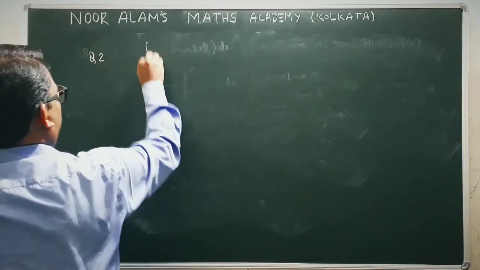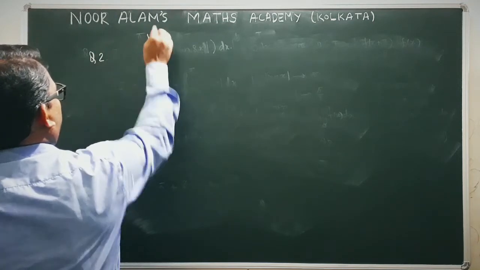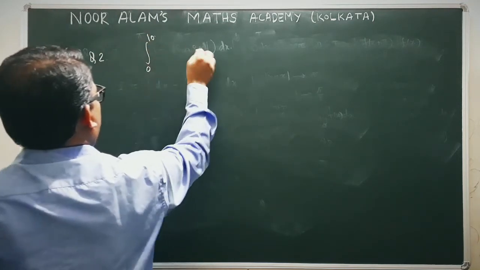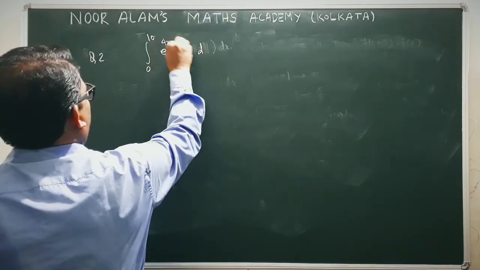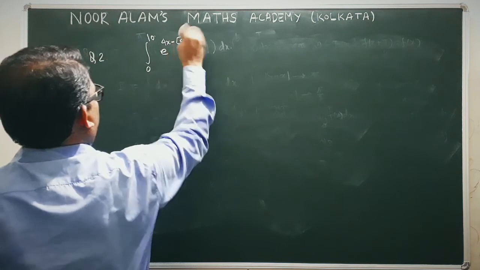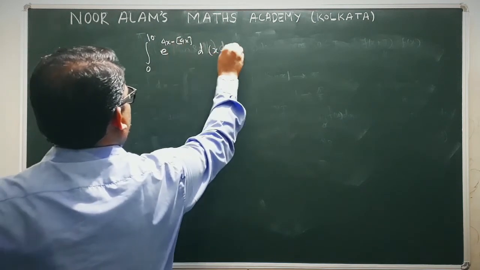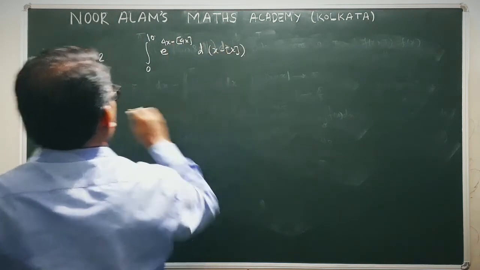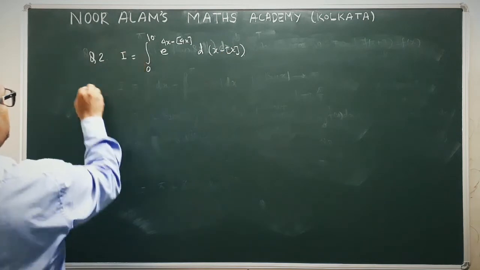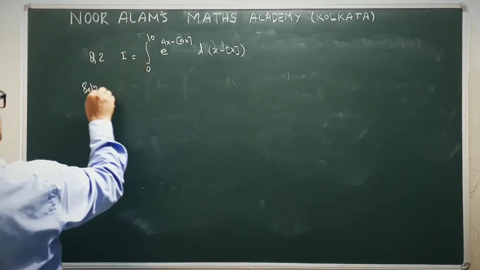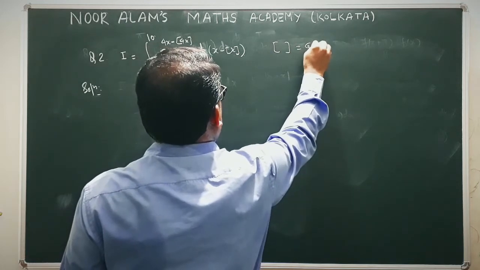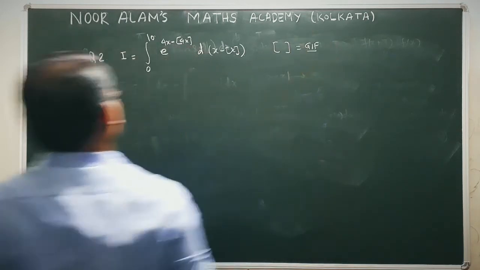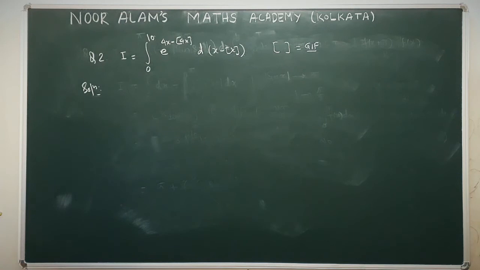Question number 2, integration 0 to 10 of e power 4x minus floor of 4x, and here we have d of x minus floor of x. Now how can we integrate this function? Here this symbol is for GIF, the greatest integer function, or we can say the box of x function.